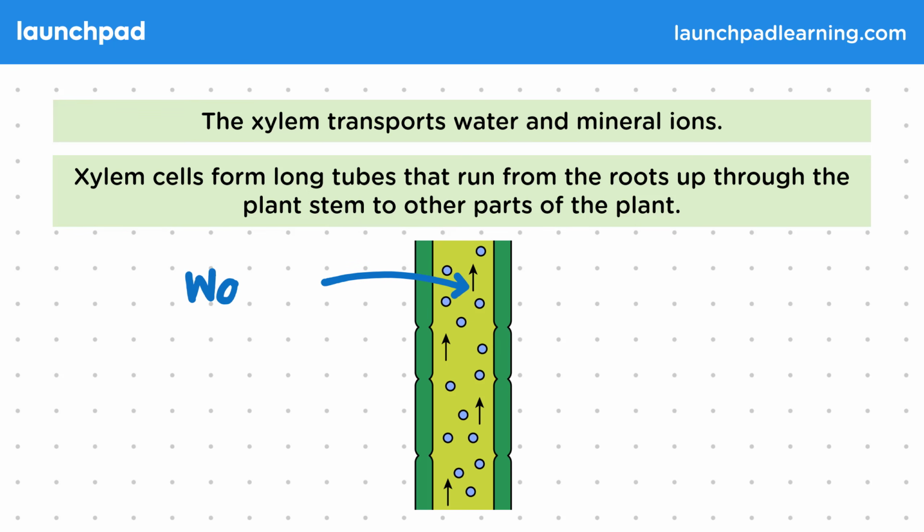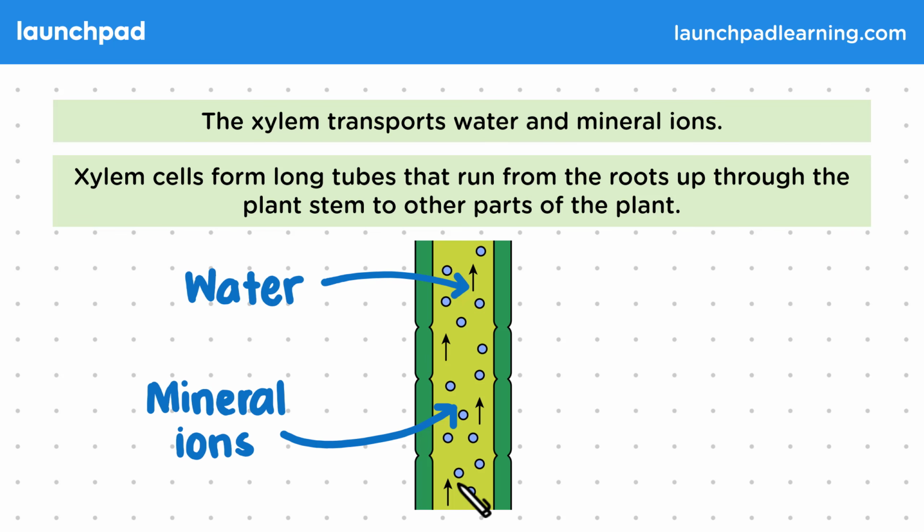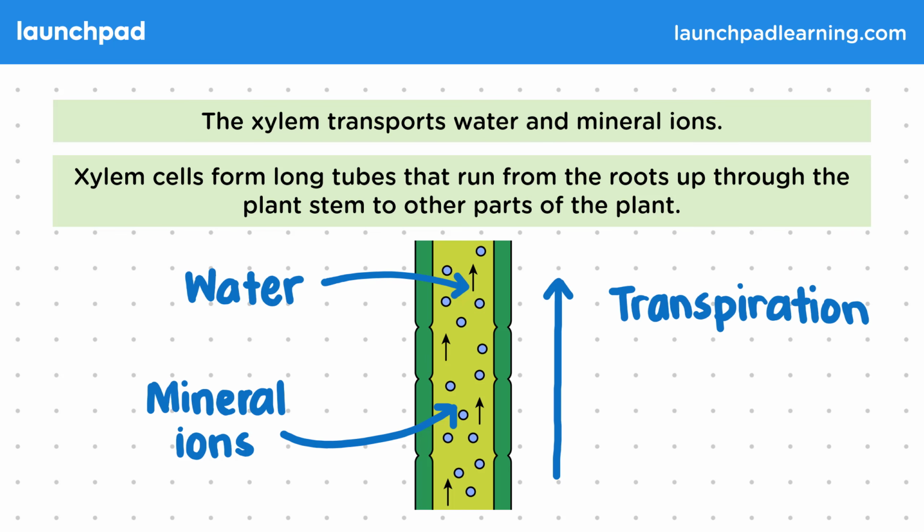Inside the xylem in this diagram, you can see water that's moving upwards. Inside the water, there are also mineral ions. These arrows indicate the direction in which the water and mineral ions flow. The process of this constant upwards flow of water and mineral ions is called transpiration. Transpiration is a one-way flow from the roots to the leaves.